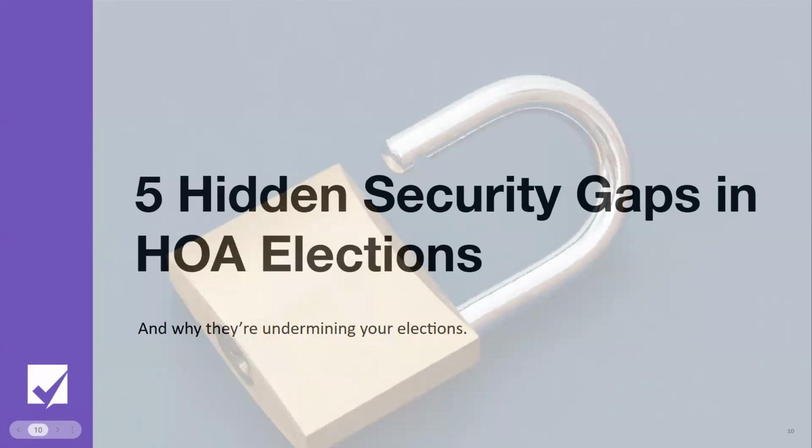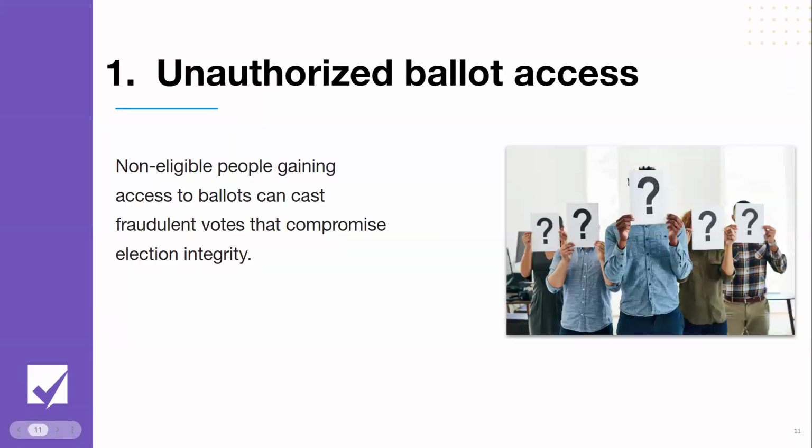Even well-run elections have security vulnerabilities. Let's look at the 5 most common issues that might be affecting your community voting process. And one of those being unauthorized ballot access. The first risk is unauthorized access. This is when someone who shouldn't be able to vote casts a ballot. This can be a former resident who has moved away, or an outside party like a hacker gaining access to your voting system.